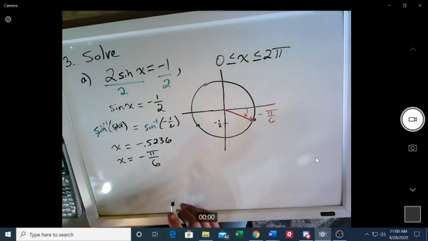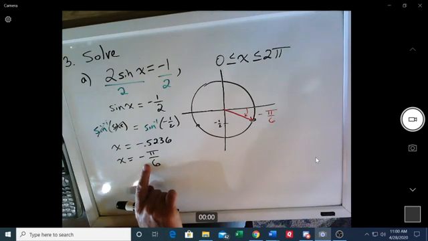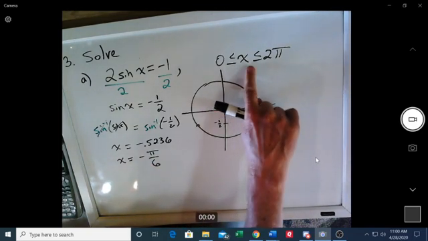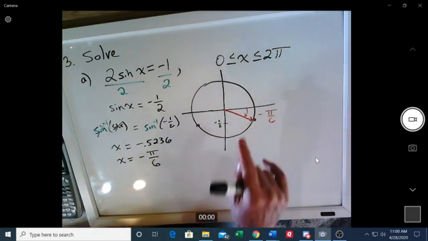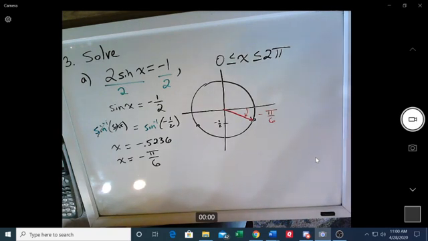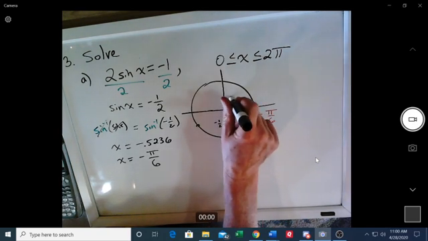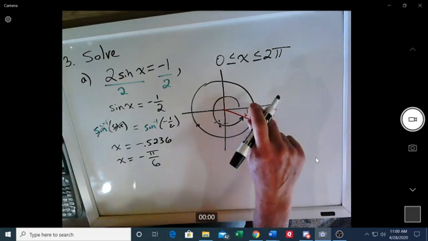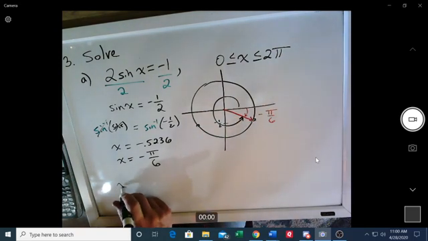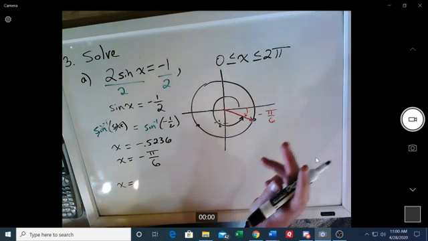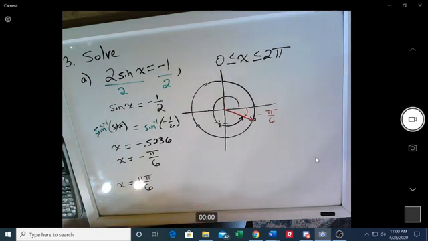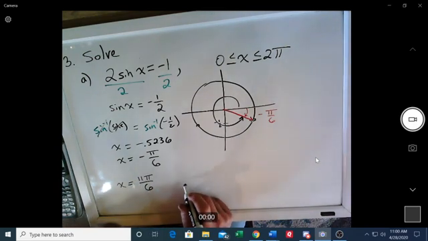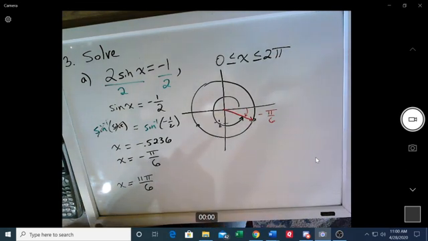Now, the problem with giving the answer like this is that it's not between 0 and 2 pi. So the calculator will give it to me, but in the wrong format, as a negative angle. So what is this as a positive angle? It's 2 pi minus pi over 6. It really is x equals 2 pi, which is 12 pi over 6, minus 1 is 11 pi over 6. Okay. That's just one of them.